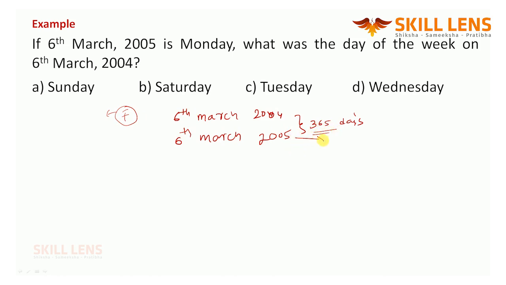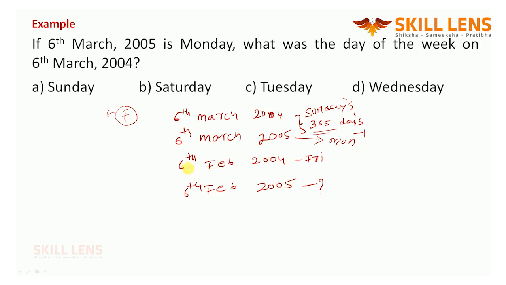I know this day is what? Monday. Okay, so now you have to go backward. So you have to minus 1. Then that day is going to be what? Sunday. Okay, if I ask you a question, 16th February 2004 is Friday, then 16th February 2005 is which day?